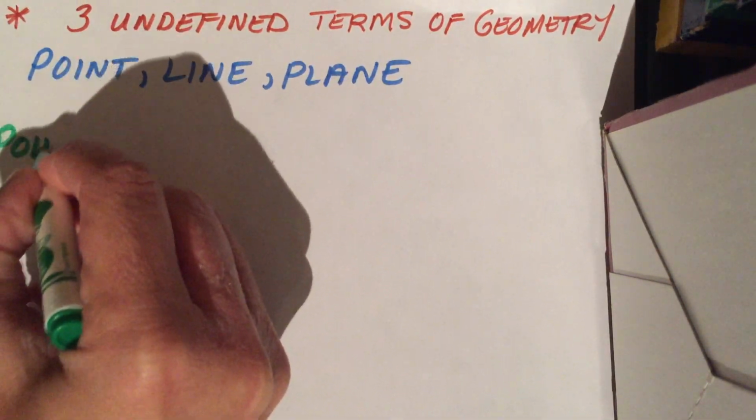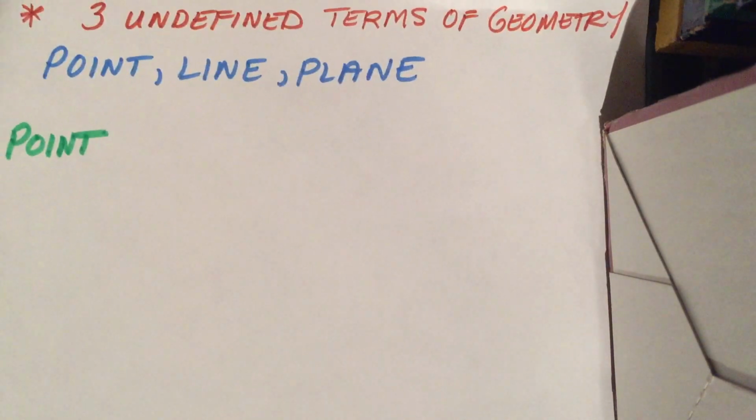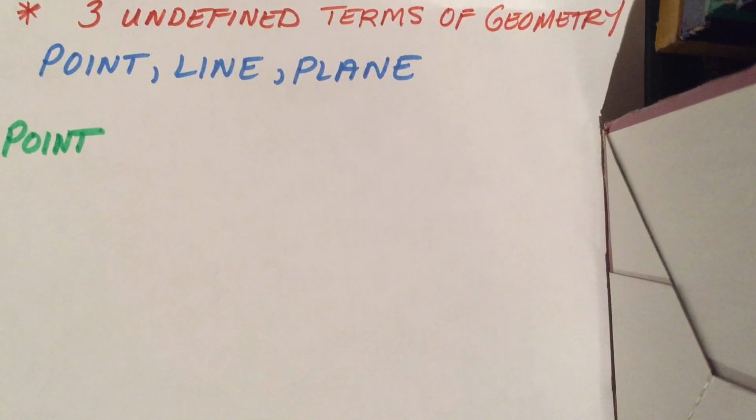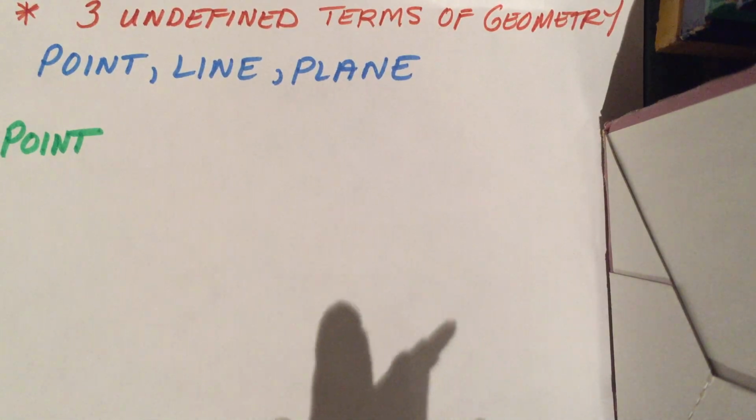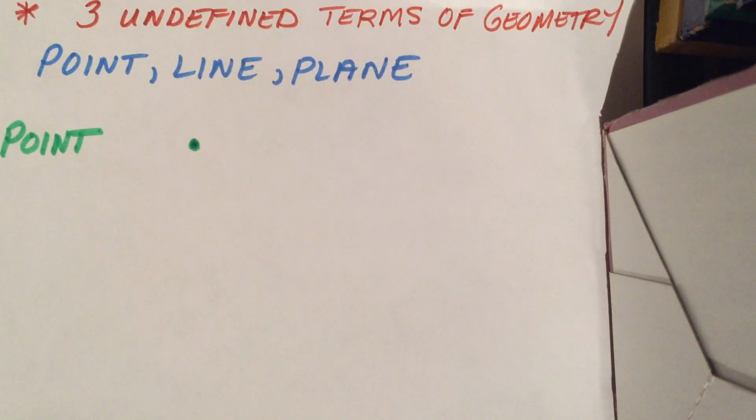Okay, a point is exactly how it sounds. That's your first undefined term, point. So when we're looking at a point, we're looking at a single object that has no depth or thickness, it's just a point. So this is a point. That is the simplest representation of a point that you're going to see.